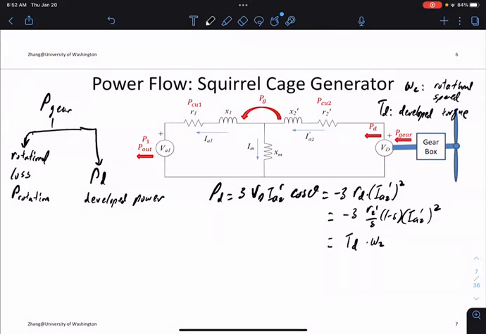Okay, so there's just many ways to think about this developed power. You can think about, say, a voltage source with some current coming out of it. You can think of, say, a negative resistor with some current going through it. You can think of this being generated by some torque spinning at some frequency. Okay, so just different ways to think about it.